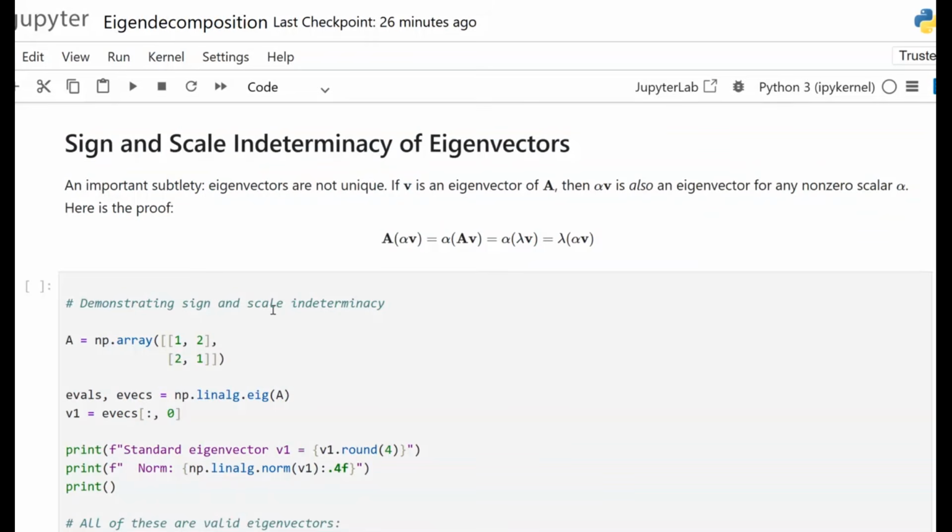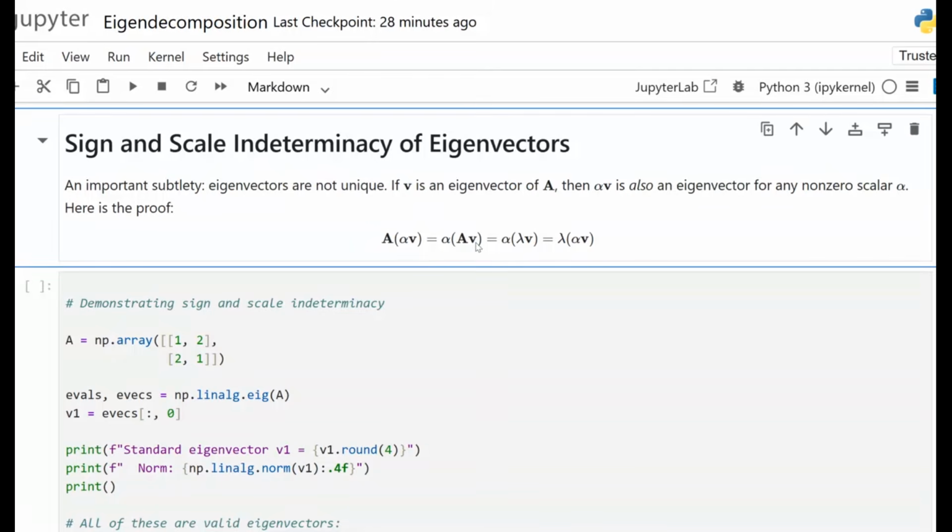And dear friends, here we are going to discuss an important topic: eigenvectors are not unique. If v is an eigenvector of A, then alpha multiplied by v is also an eigenvector for any non-zero scalar alpha. Here we have the exact proof: A multiplied by alpha v equals alpha multiplied by Av, which equals alpha multiplied by lambda v, which equals lambda multiplied by alpha v. So if v is an eigenvector, any scaled version of v is also an eigenvector. That is what is specified here.